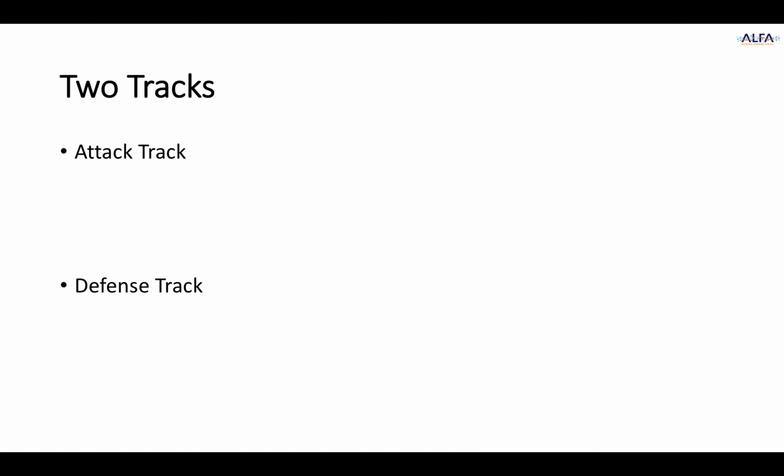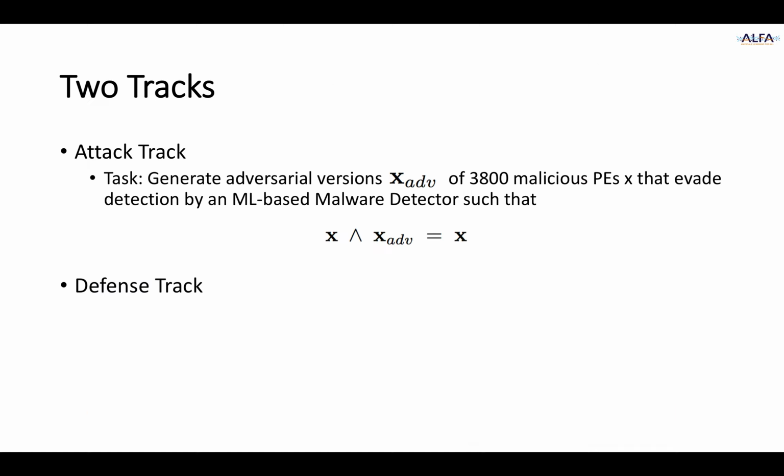So in line with these views, we set two tracks for the challenge. In the attack track, the task is to generate adversarial versions of malicious PE files, such that they evade detection by an ML-based malware detector, and at the same time, they preserve the functionality of the malware at hand.